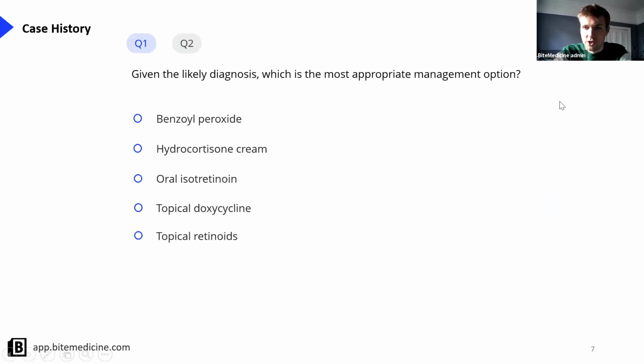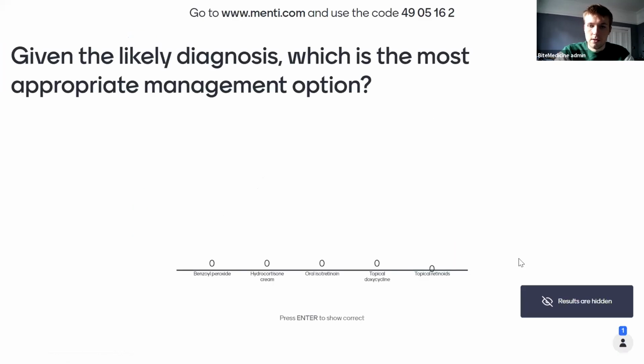So, the question is, and we'll be going to Menti shortly, given the likely diagnosis, which is the most appropriate management option? And here we've got benzoyl peroxide, hydrocortisone cream, oral isotretinoin, topical doxycycline, and topical retinoids. So if we move over to our quiz, I'll give you guys just a few moments to vote, and also just to get your Menti set up. So this is a two-step SBA.